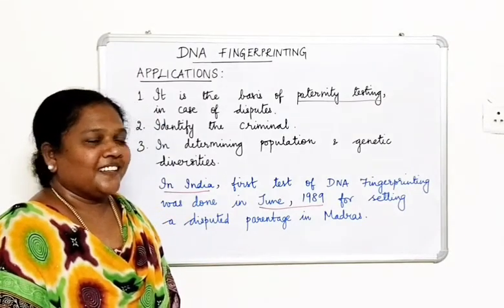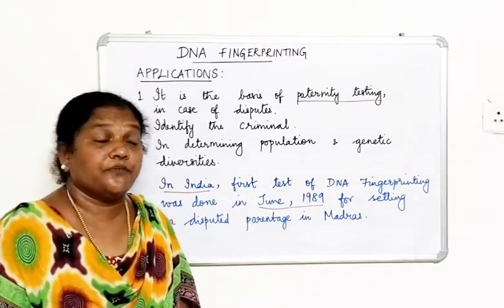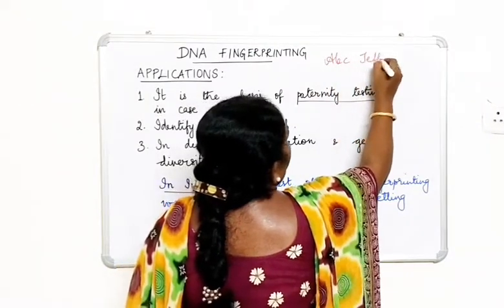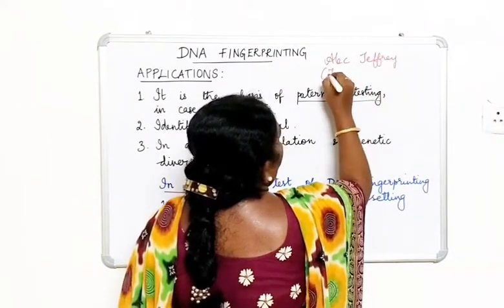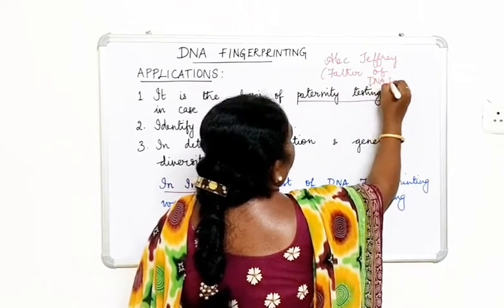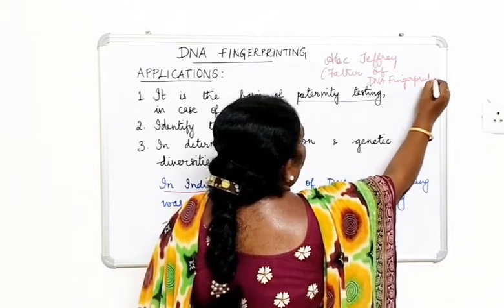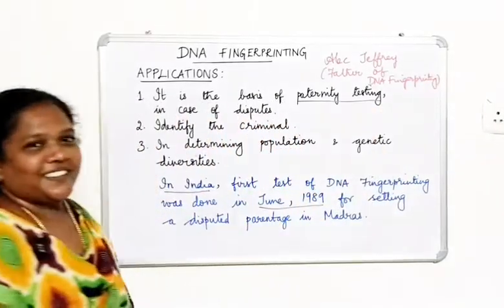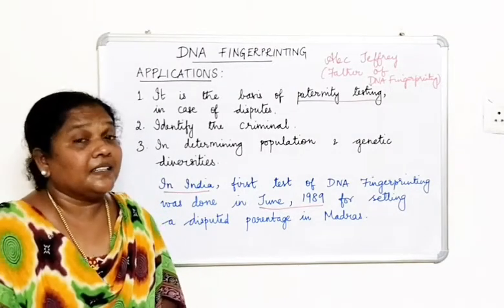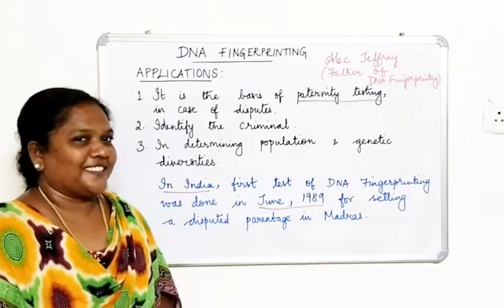Clear? So who initially developed this DNA fingerprinting? Alec Jeffrey. That is why Alec Jeffrey is called the father of DNA fingerprinting. Okay, so one important thing to remember here is that satellite DNA, as it shows a very high degree of polymorphism, forms the basis of fingerprinting.